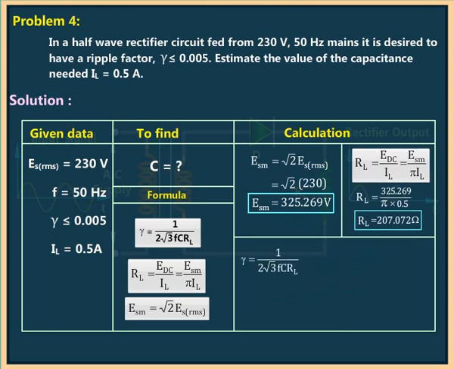To find the capacitance value, substitute the ESM and RL values in the equation. Gamma is equal to 1 by 2 root 3 FCRL. C is equal to 1 by 2 root 3 F gamma RL. C is equal to 1 by 2 root 3 into 50 into 0.005 into 207.072. C is equal to 5.576.